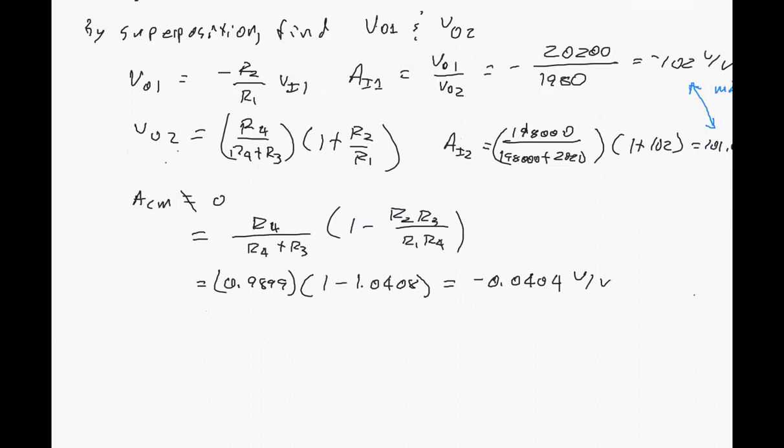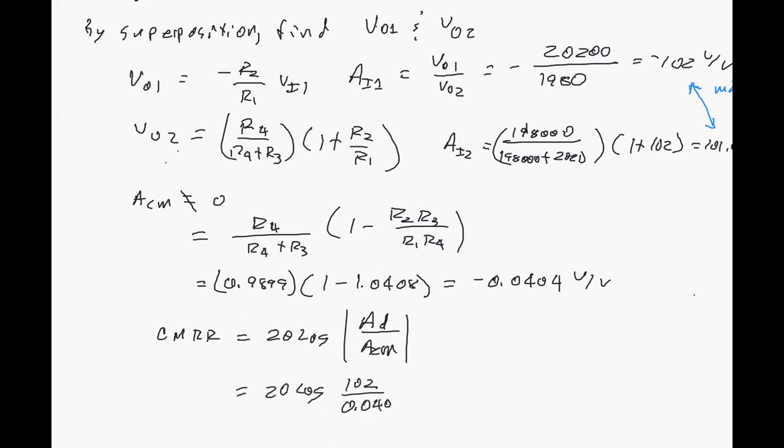And in fact, if we find the CMRR, we have 20 log of AD over ACM. Important to use the magnitude of those, which would be equal to 20 log of 102 over 0.0404. Roughly speaking, it's not quite right, but that's good enough for this case. And we get 68 dB, which is a decent number, but it's not infinite like we had with the perfect matching, and it could be problematic in lots of situations.